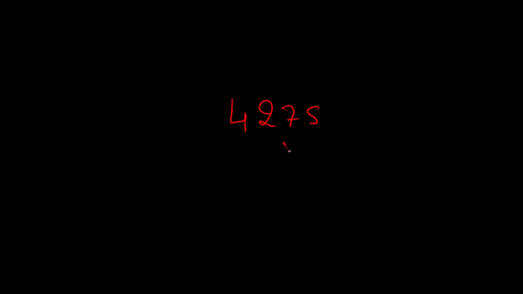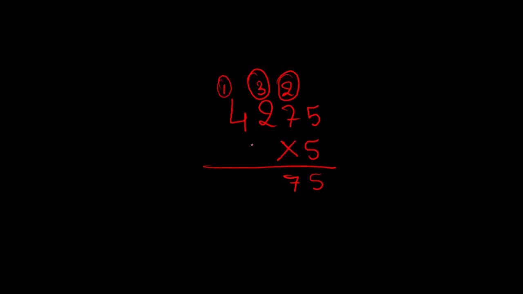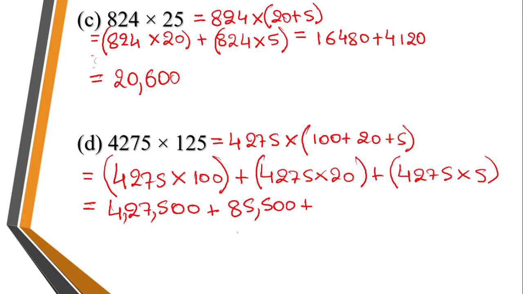So let's multiply it with 5. Now 5 5s are 25. So 2 carry over and 5 below. And 5 7s are 35 plus 2 is 37. So 3 carry over and 7 below. And 5 2s are 10 plus 3 is 13. So 1 carry over and 3 below. And 5 4s are 20 plus 1 is 21. So this will be 21. Now we will get our answer as 21,375. Now this is our answer.